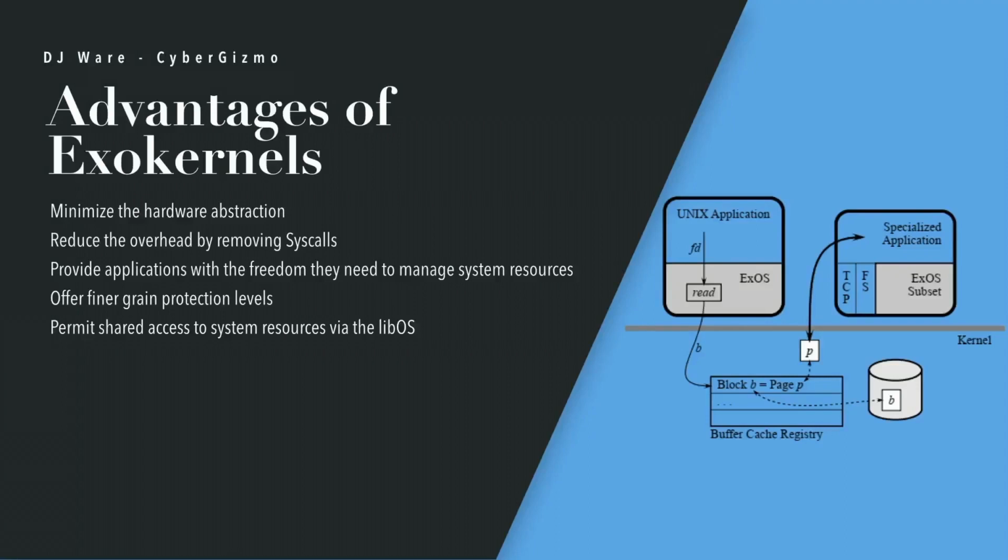The advantages of an exokernel: it minimizes hardware abstraction. Why is that a good thing? It allows me to reduce the overhead by removing system calls. It also provides application developers with the freedom that they may need to manage system resources on their own. Plus, it offers a finer-grained protection level that we just don't have today. Yeah, you could do it, but you still would not be direct against the hardware. You would be direct against the virtual device. So yeah, it also permits shared access to system resources via libOS.